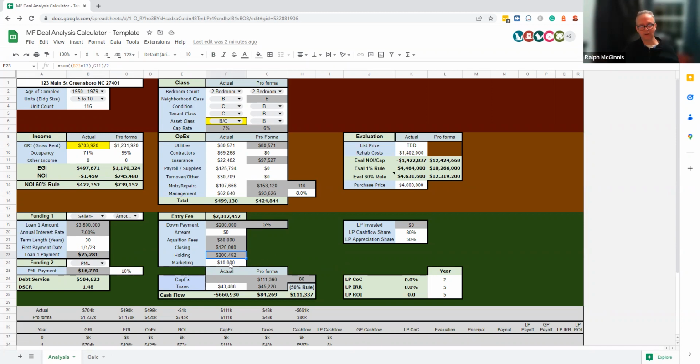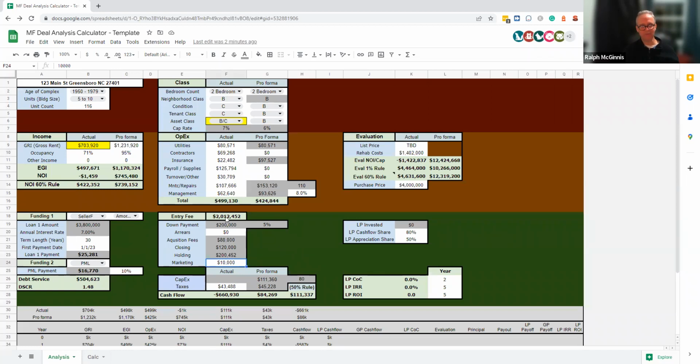And then your marketing costs, what you need to fill the voids. In this case, it's 71% full, you want to fill it to 95. What's it going to cost to market this to get the place filled up?